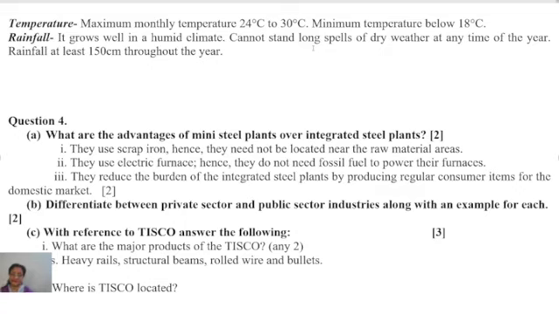Clear? Now let's talk about the next question with reference to TISCO, Tata Iron and Steel Company. Answer the following. What are the major products of TISCO? TISCO is producing heavy rails, structural beams, rolled wire, bullets, etc. All these are produced by TISCO.